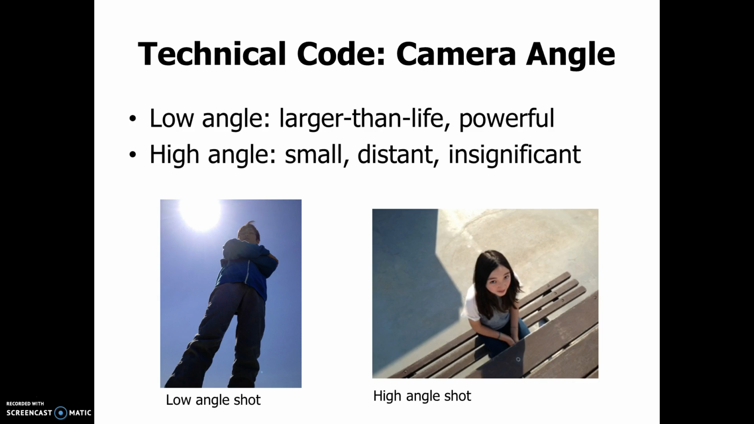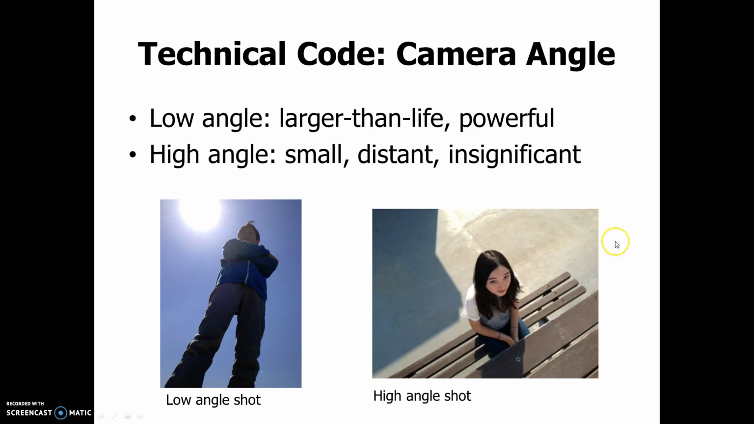So camera angle communicates different messages. When we see a low angle shot, meaning a shot where the photographer is actually lower than the subject of the photo, like we see here with this boy standing up, this is a low angle shot. It tends to make the subject of the photograph look very powerful. So when we see images shot in this way, we know that the photographer is trying to put the subject in a position of power.